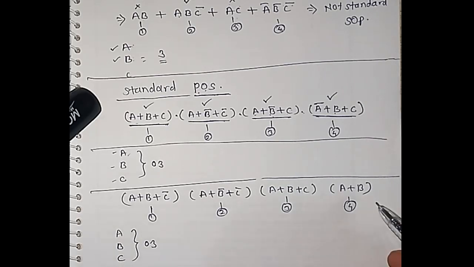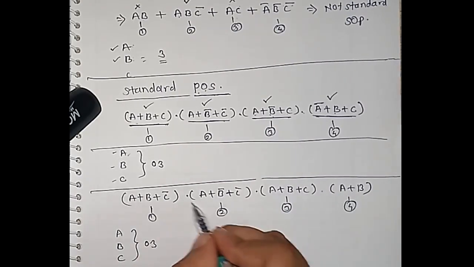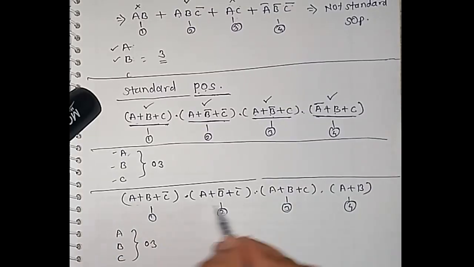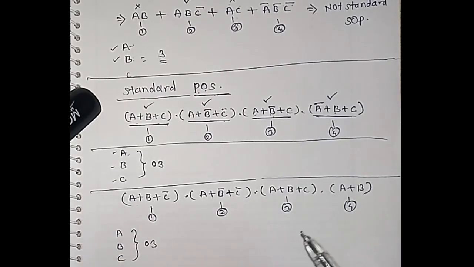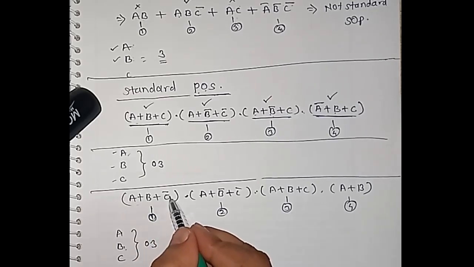This equation is in POS form because it is the product of the sum terms. This is the product of these 4 sum terms, so this is a POS equation. Now we have to find out whether it is in standard form or unstandard form. For that purpose, consider each sum term. First we consider the first sum term. It consists of all literals. A is present, B is present, C is present. Here C is present in uncomplemented form, but there is no issue.